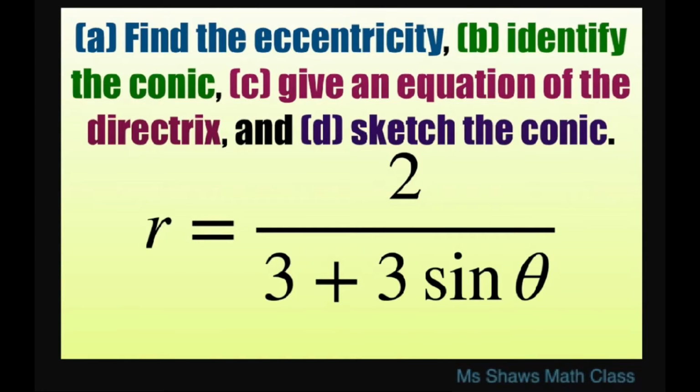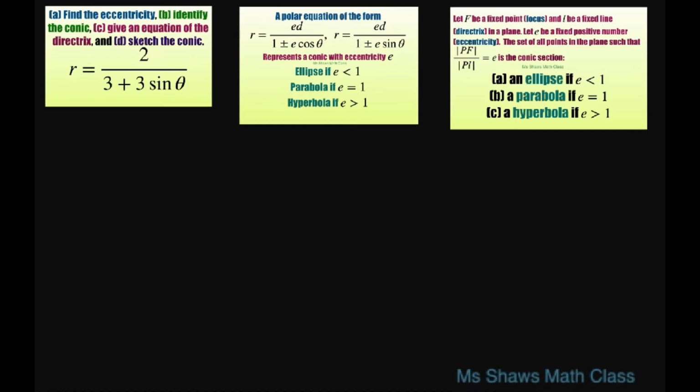Everyone, we have r equals 2 divided by 3 plus 3 sine of theta. And we're going to find the eccentricity, identify the conic, and give an equation of the directrix. And also sketch the conic. Just sketch it. All right.